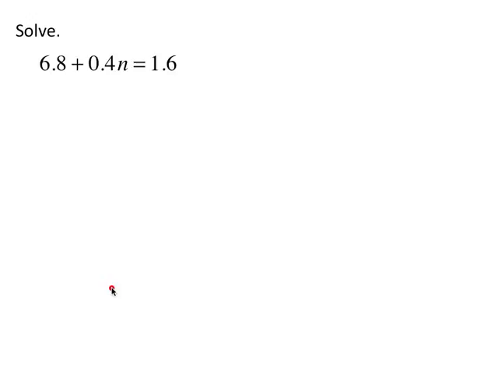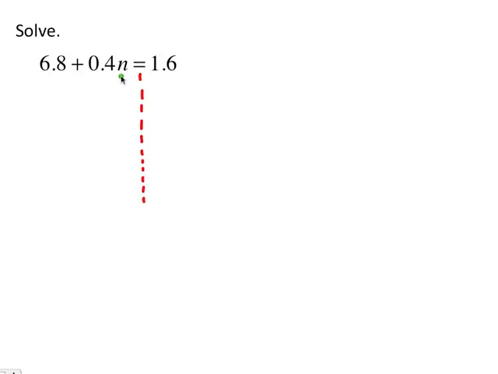Okay, so we're trying to solve this equation. It's got decimals, but that's okay. We do the same thing with decimals as you would with whole numbers. And one thing I like to do is draw a dotted line down here by the equal sign so that I remember whatever I do on one side, I have to do the same thing on the other. So we've got on the left side 6.8 plus 0.4n equals 1.6.